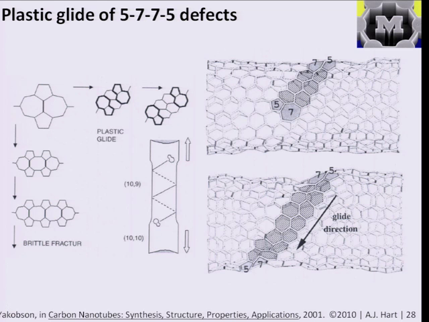Question at the back: does this happen in zigzag as well as armchair, or is it specific to chiral? As far as I know, it would happen in all nanotubes, but maybe the orientation of the defects could change.